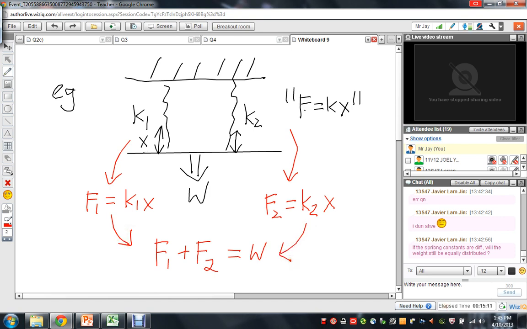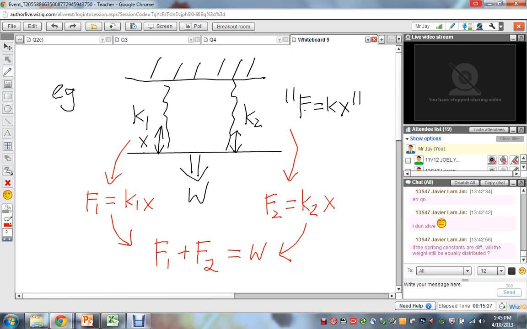Now, F1 and F2 are different, right? Because K1 and K2 are different. So if K1 and K2 are different, then F1 and F2 can't be the same. One of them will be larger and one of them will be smaller if K1 is not equal to K2, because they must both add up to W. So the only case where the force on each spring will be the same is exactly when K1 equals K2, like our example in question 1.